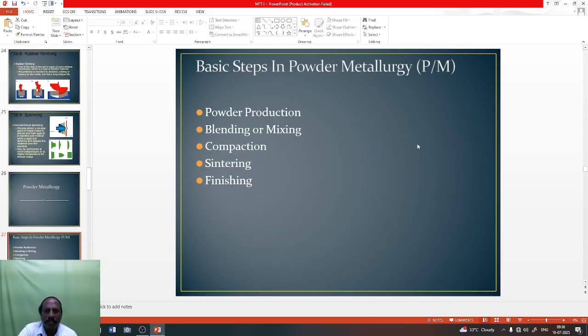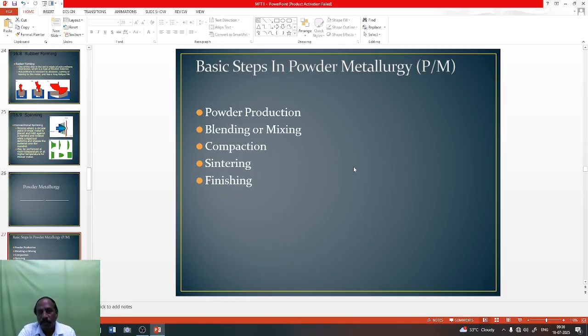Basic steps in powder production: blending or mixing, compaction, sintering and the finishing process. Very important is powder maturity, which means making the powders down to the micro or nano level. These powders are very important, and the production is made first of all.